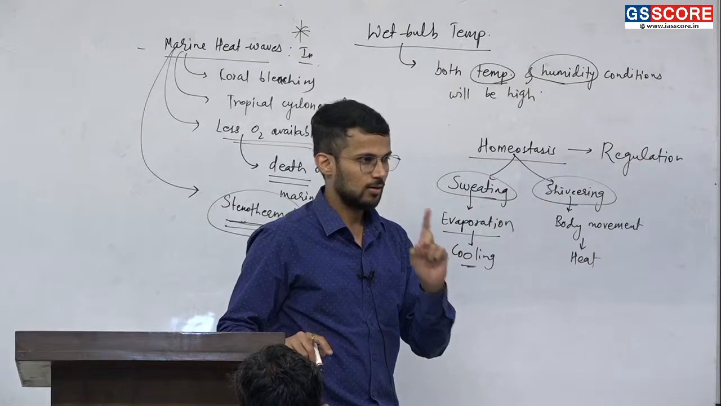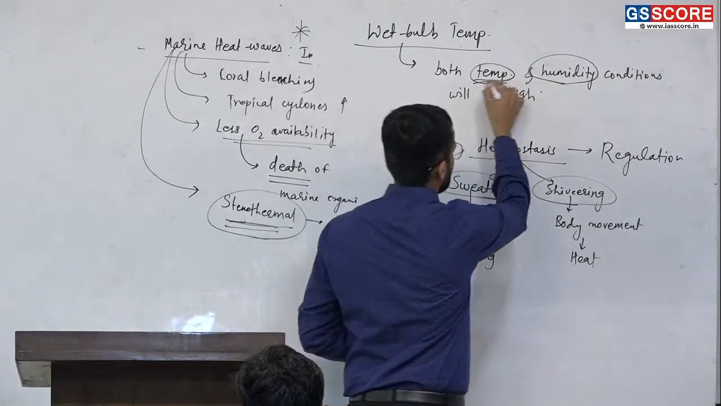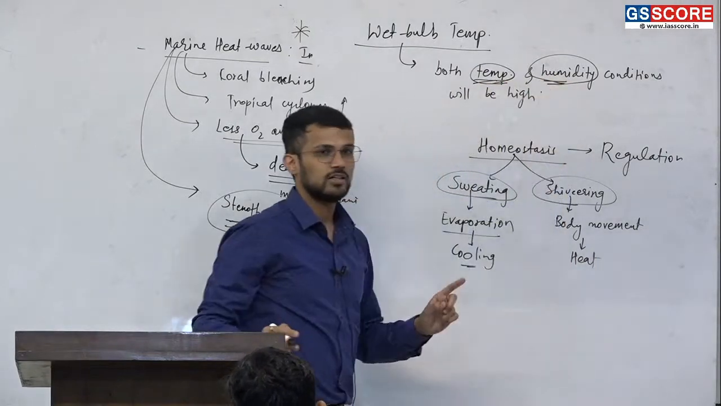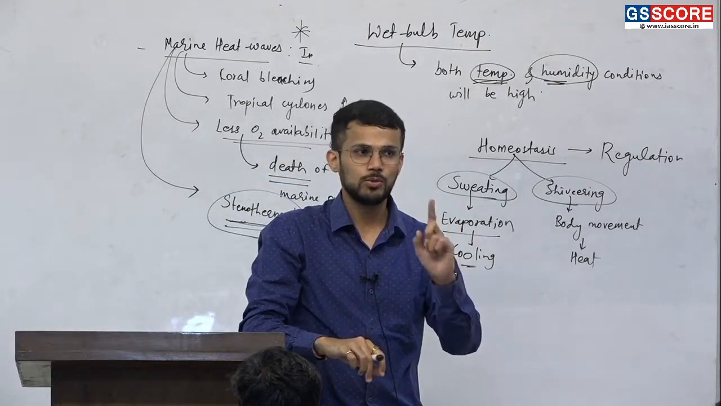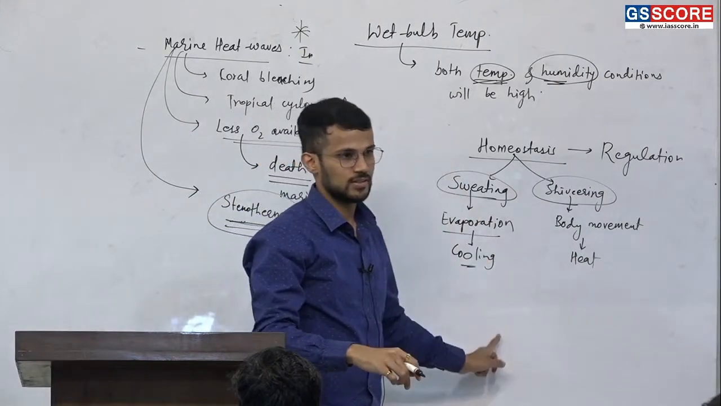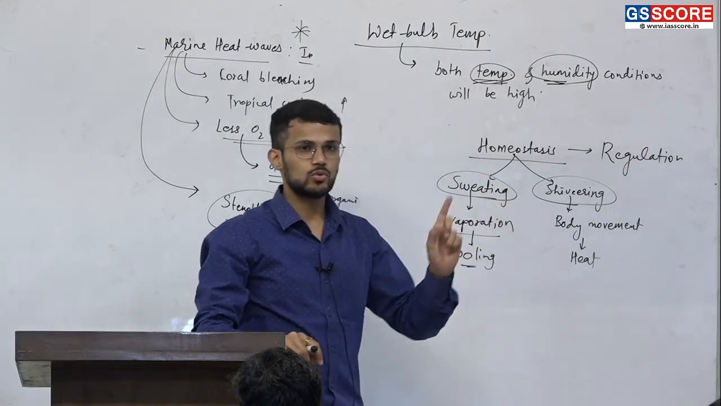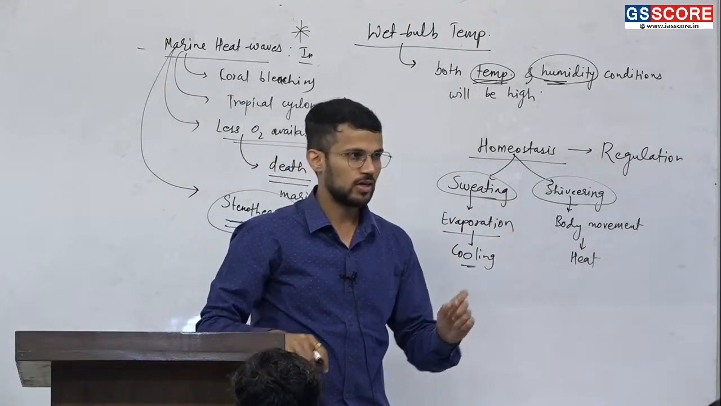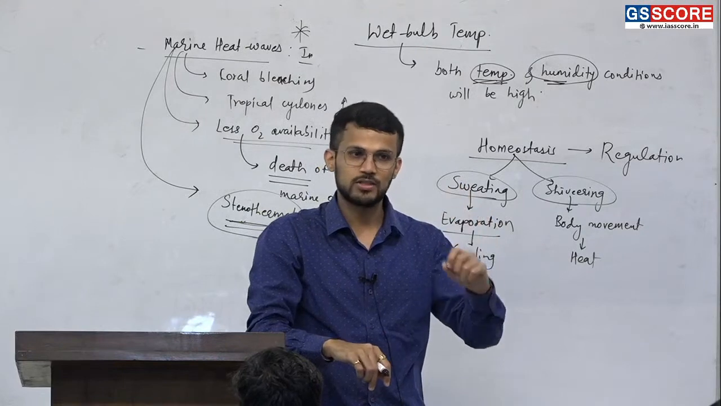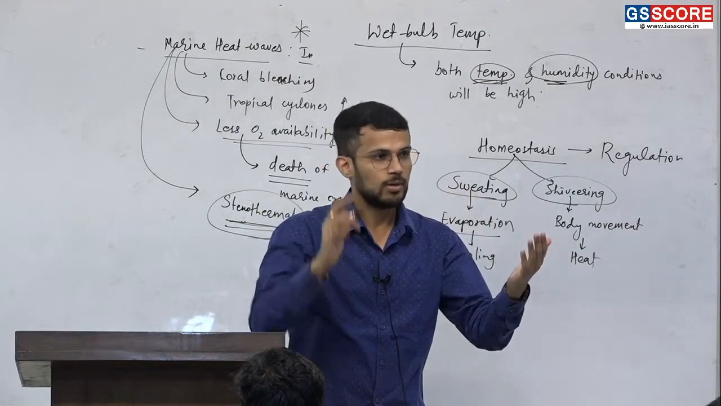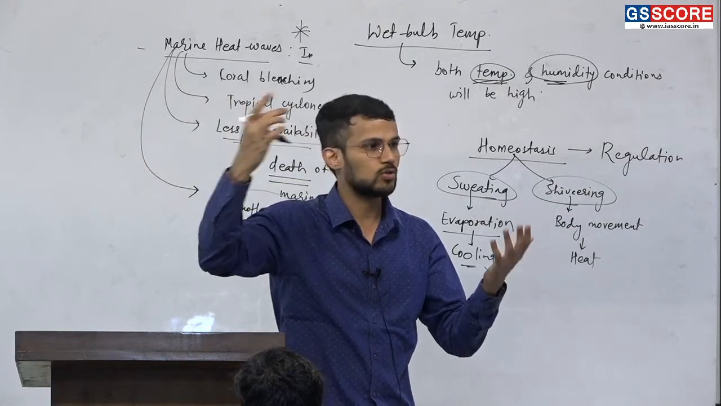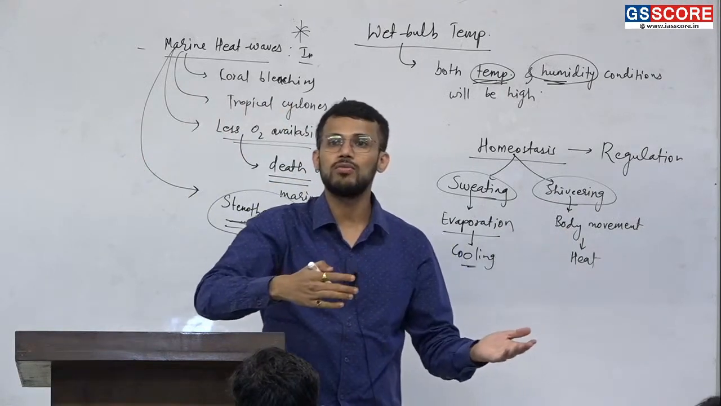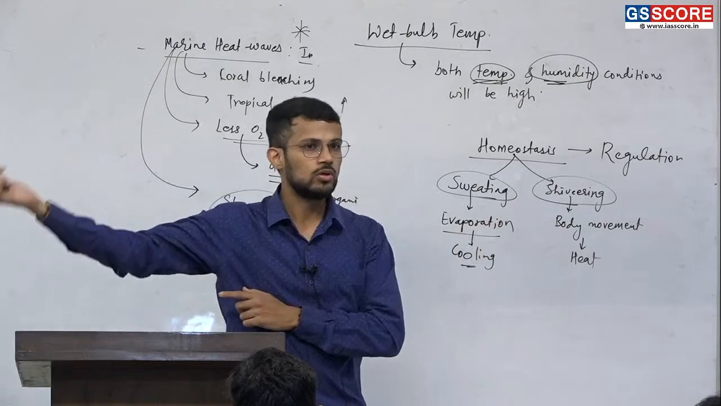But when both temperature and humidity conditions are high in the external environment, our homeostatic ability fails. Sweat does not evaporate. Right? When temperature is high, we will sweat. But humidity is also high, and that's why there is no evaporation. Right? Because what is evaporation? Conversion of liquid into gas.